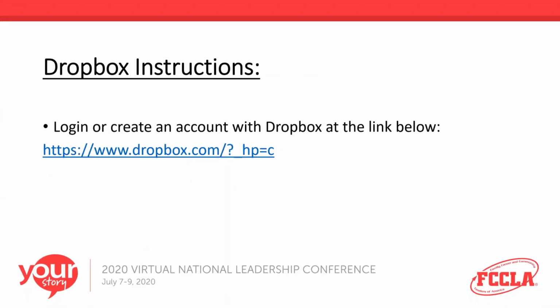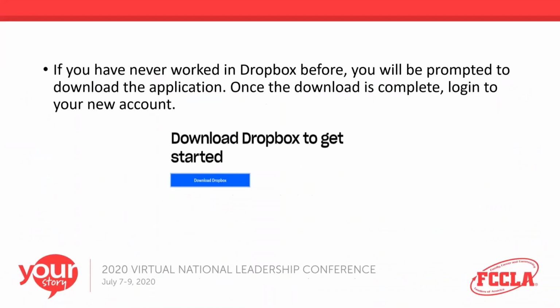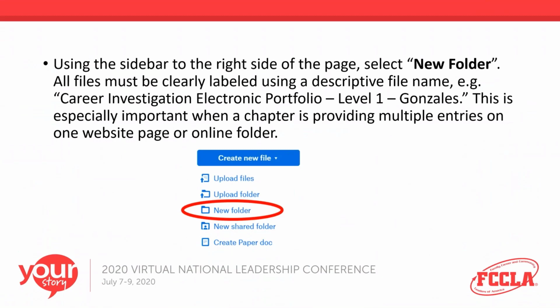Lastly, we'll go over Dropbox instructions. So first you'll need to log into Dropbox if you have a Dropbox. If you do not have Dropbox, you can create an account. You'll need to download Dropbox first and then log in. Then you're going to select New Folder. It's going to be located on the right. You'll title your folder your competitive event, level, and name.